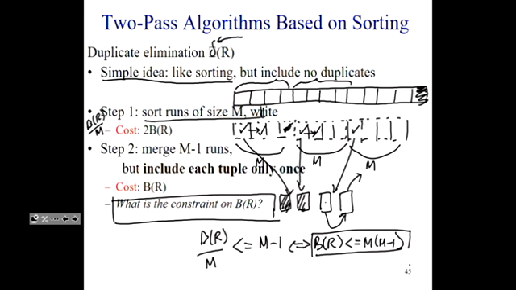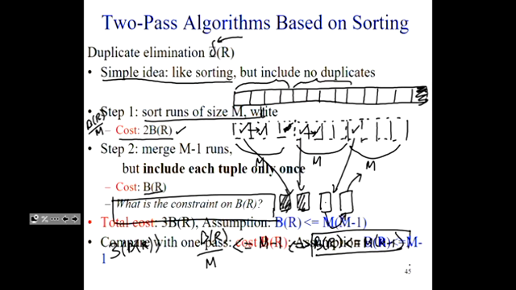Now let's talk about cost. The cost here is, for step 1, I'm reading in all of the blocks of the relation, writing out all of the blocks of the relation. So that's 2 times B(R). And step 2 is I'm reading all of the blocks of the relation once. The final write out is not counted, so it's just B(R), so it's 3 times B(R). Okay, so that's the cost.